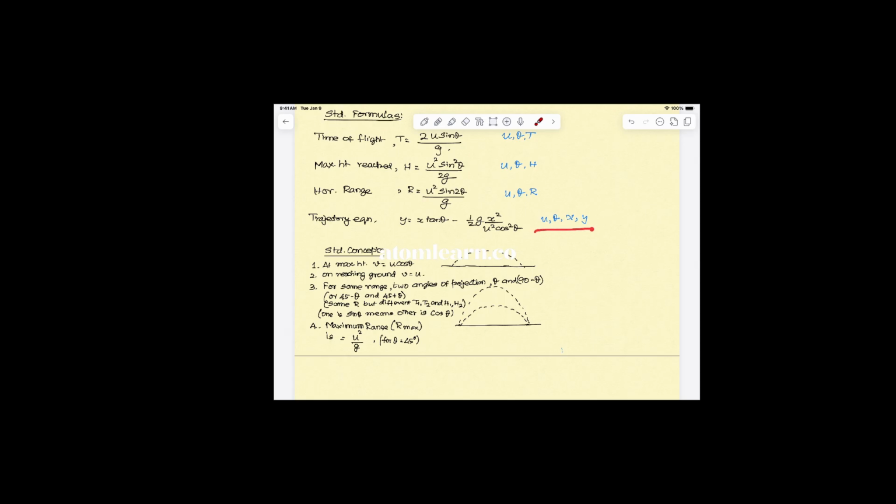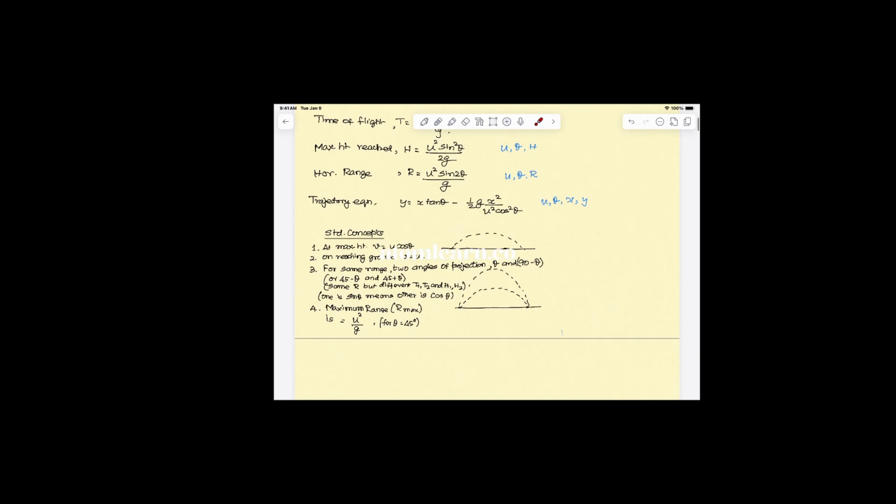There are 4 variables which are linked in this formula. Therefore, any 3 variable values will be given, and the fourth has to be found out. Usually u will be given, theta given, and then x will be given, and then y, the height from the ground of the projectile at that particular point of time, will be the kind of question which will be asked. Therefore, these are the 4 standard formulas which you have seen.